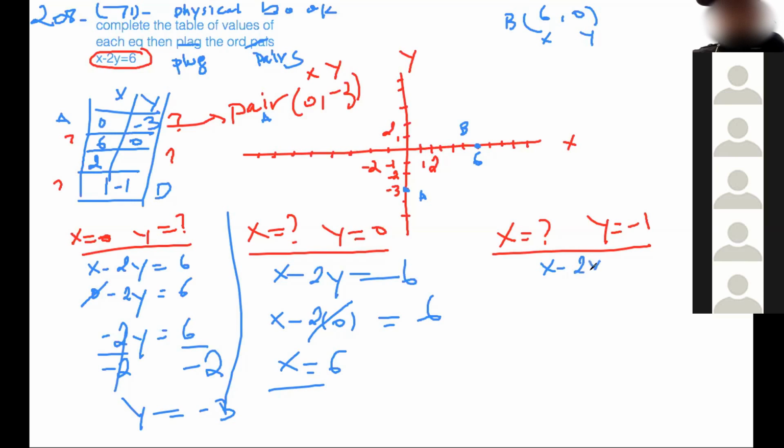x minus 2y equals 6. That's right. We don't know the x, so we plug in the y, which is negative 1. So x minus 2 times negative 1 equals 6. Negative 2 times negative 1 will be positive 2. So x plus 2 equals 6. What else do we do to get the x?